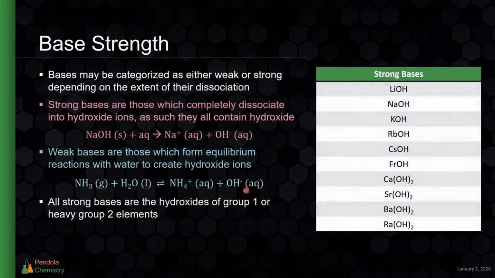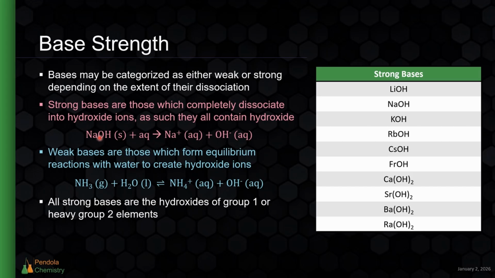So let's switch over to the same definitions, but for bases. Base strength. Bases may also be categorized as either weak or strong, and it essentially boils down to the same thing. Strong bases are those which are going to completely dissociate into hydroxide ions. As such, they all contain hydroxide ions in them. So strong bases are water-soluble compounds that are hydroxides. So essentially, they're water-soluble alkalis that have hydroxide in them.